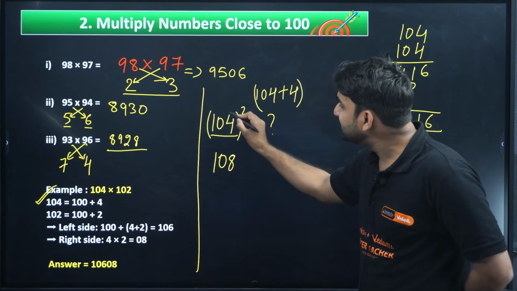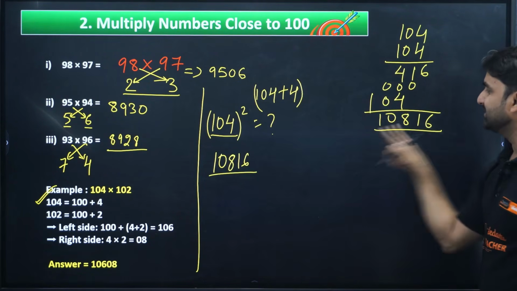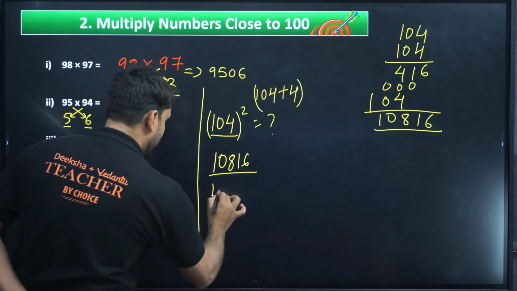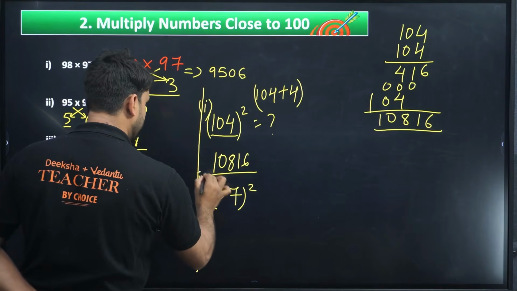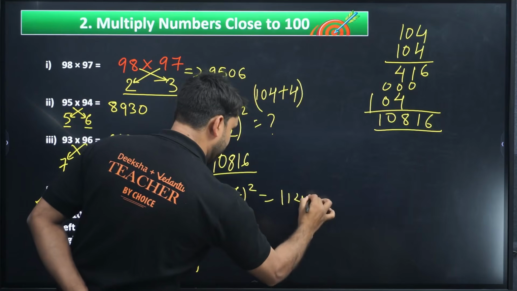Now square the one digit number. 4 square is what? 16. This is your answer. Come on, match this. 10816 is the answer, my dear. If I ask you 107 whole square, what would be the answer? Come on, the answer would be 11449.